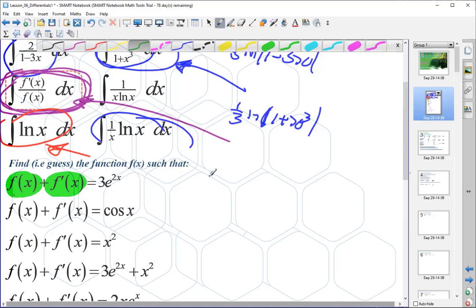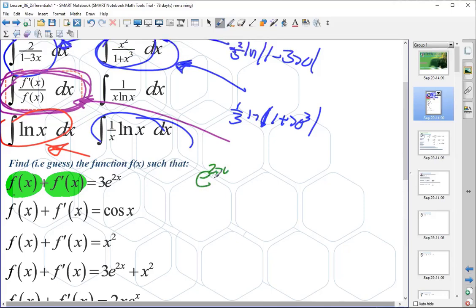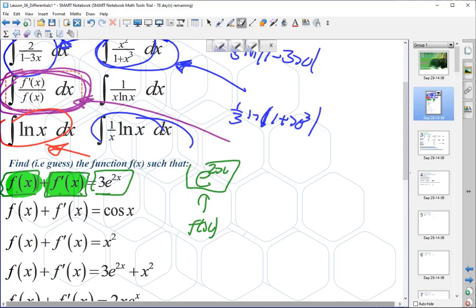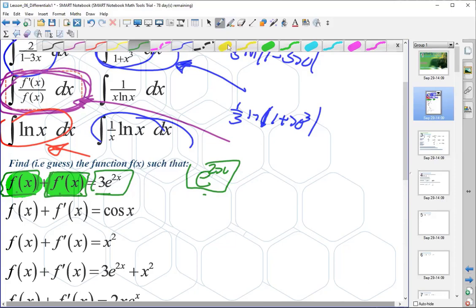Would it be e to the 2x plus e to the 2x? Let's just do something simple. You said it could be e to the 2x, could be f(x), yeah? So we won't make it complicated first. So f(x) is e to the 2x. Then what would f dash x be? 2e to the 2x. Yeah, so e to the 2x plus 2e to the 2x would give you 3e to the 2x. So the answer is f(x) is e to the 2x. I think that's what you were trying to say anyway. Okay, lovely, good.